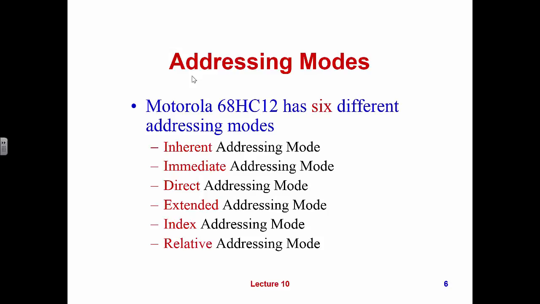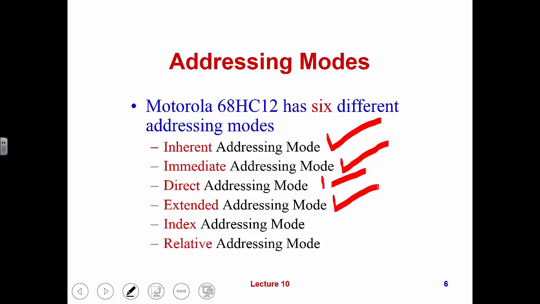And last time we discussed the first 4 different address modes: the inherent address mode, immediate mode, the direct mode, and extended mode. We mentioned the direct mode and extended mode work quite similarly. The main difference is the address. Extended mode has a wide address, double the size of the address. All else is the same. Today let's continue with the remaining 2, the index address mode and the relative address mode.